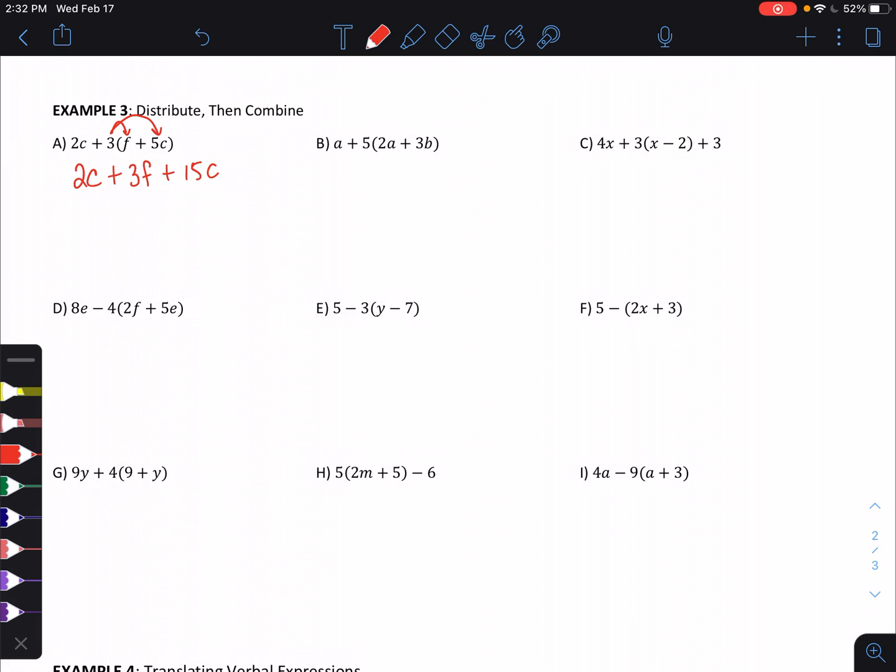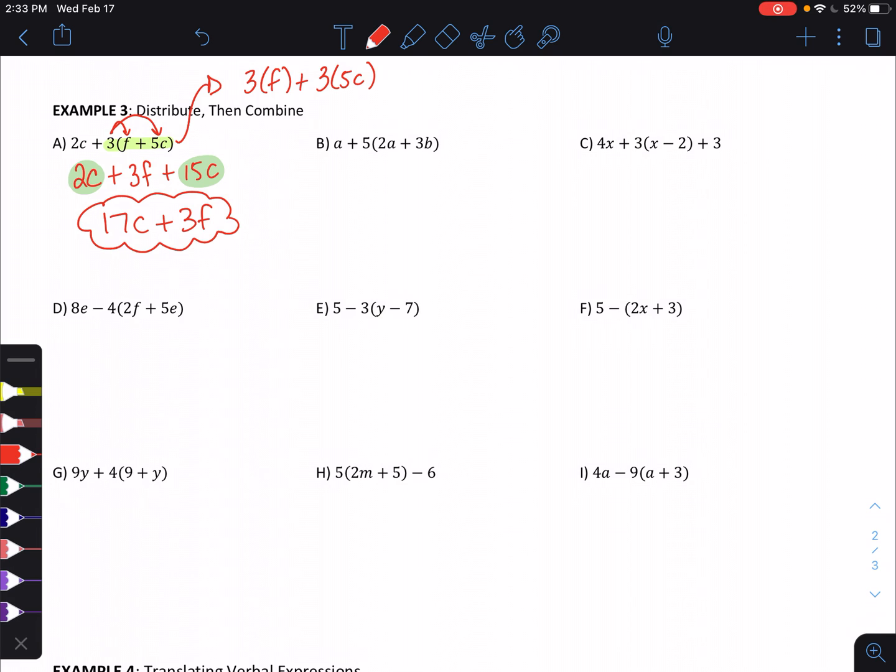And if you need to see this kind of broken down a little bit, that is 3 times f plus 3 times 5c. Now I'm going to look at these three things, and I'm going to say, do I have any like terms here that I can combine? Well, I've got some c's that they've got in common. So 2c plus 15c is going to be 17c plus 3f. I cannot simplify any further. So that's it. That's my completely simplified expression.